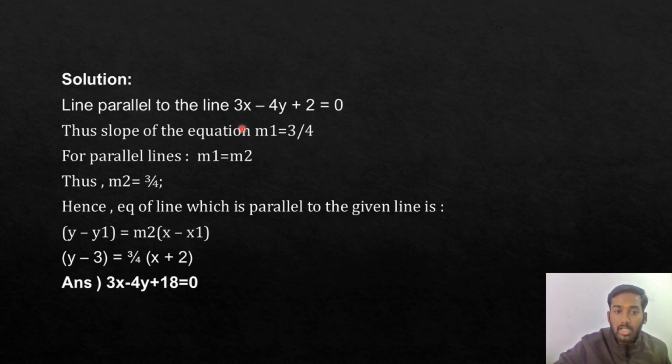Now the solution part. The line is given as 3x minus 4y plus 2 is equal to 0, and here we find the slope m1 is equal to 3 by 4. For parallel lines, m1 is equal to m2. Thus m2 is equal to 3 by 4. We know the point and the slope, so we can derive the equation of the straight line. By applying the formula y minus y1 is equal to m2 times x minus x1, we found the equation 3x minus 4y plus 18 is equal to 0.